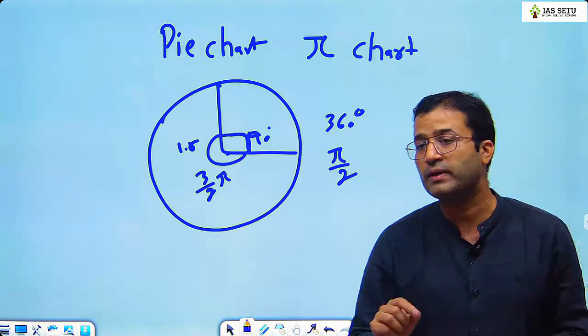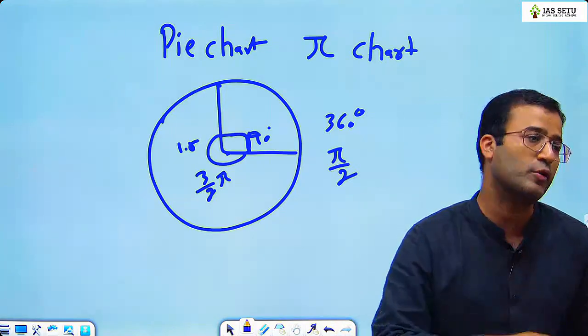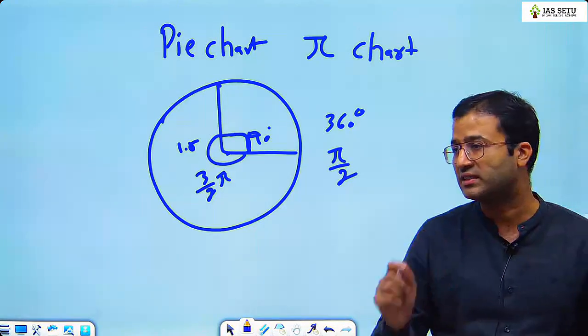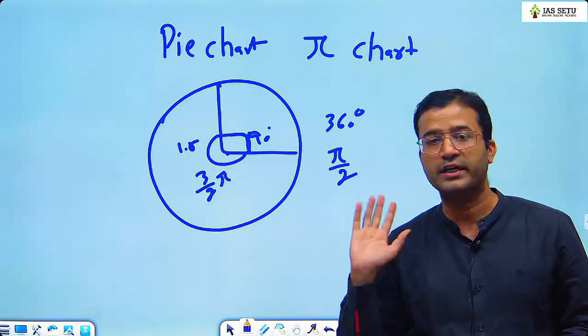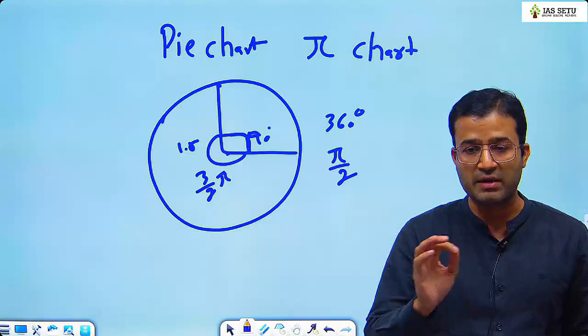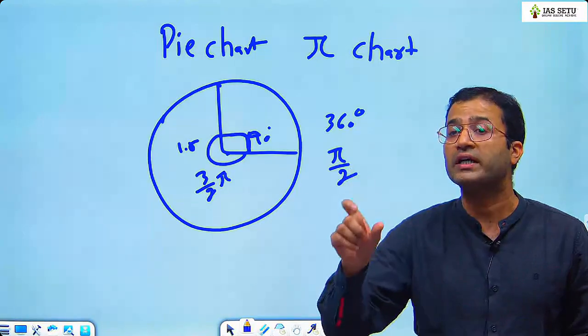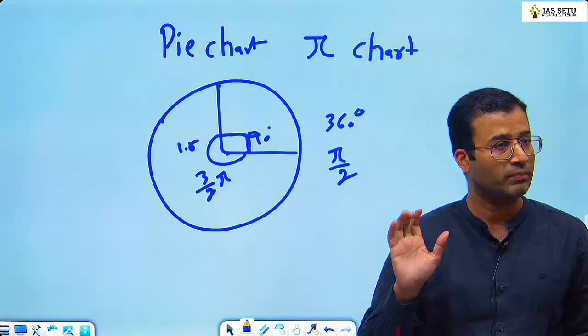22/7 we take, but that is an approximate value, not exact value. अगर कोई आपसे बोले what is exact value of pi, 180 degree. If in exam there is a statement pi is a rational number or pi is irrational number, pi is irrational.